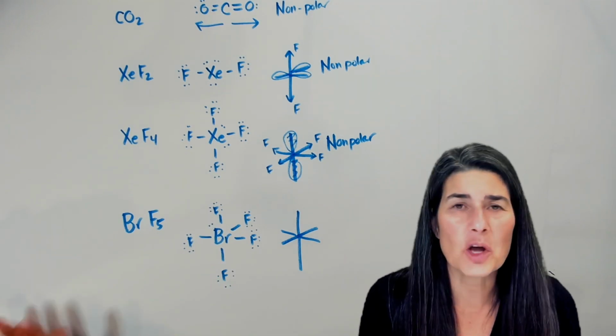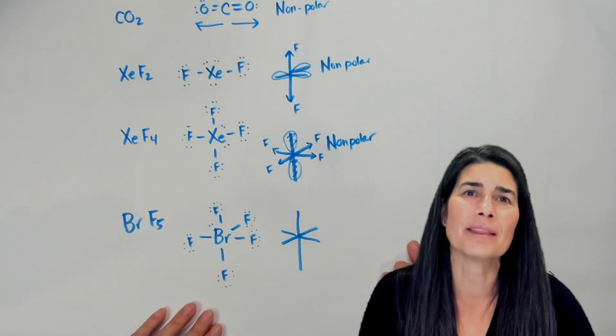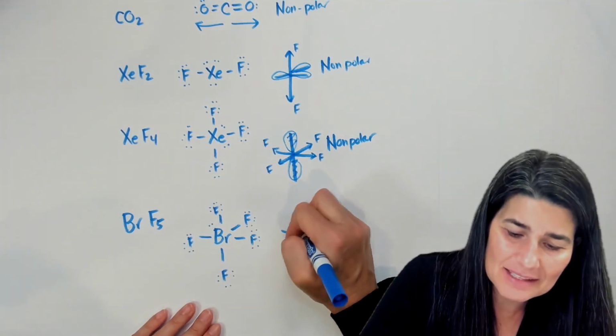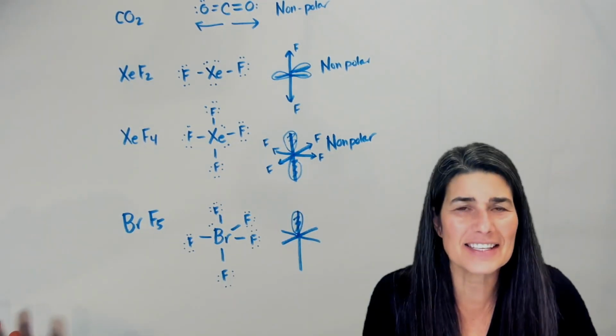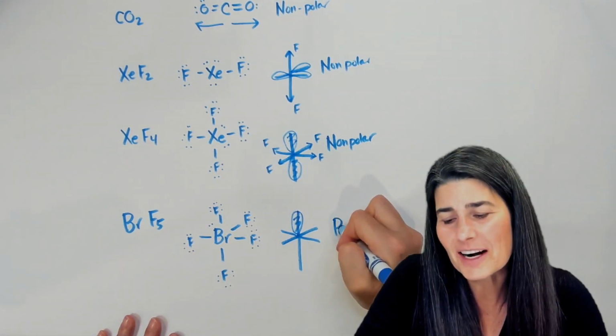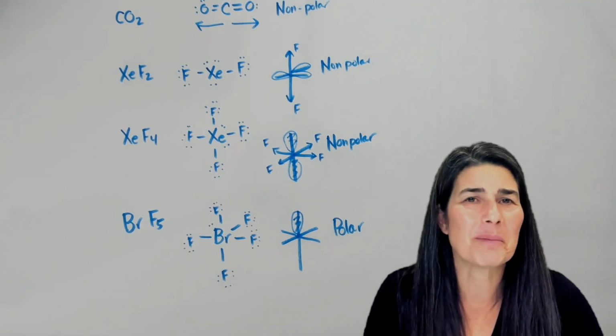One of these is a lone pair. Anytime you have one lone pair, it's not going to be symmetric. There's nothing to cancel it out. So therefore, this will be a polar molecule.